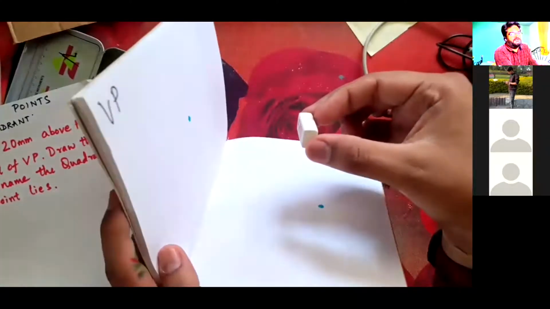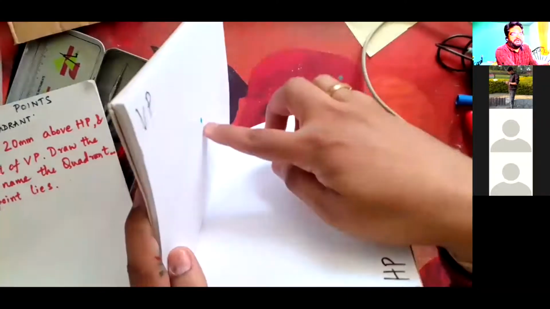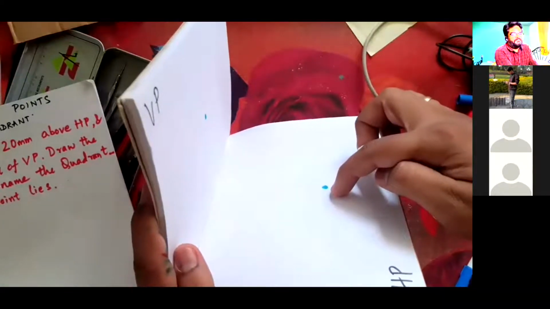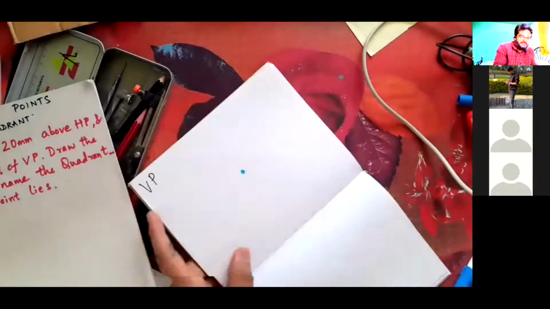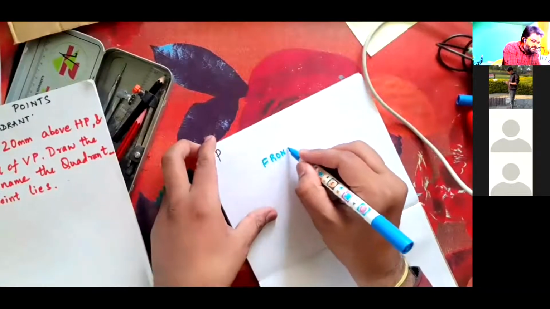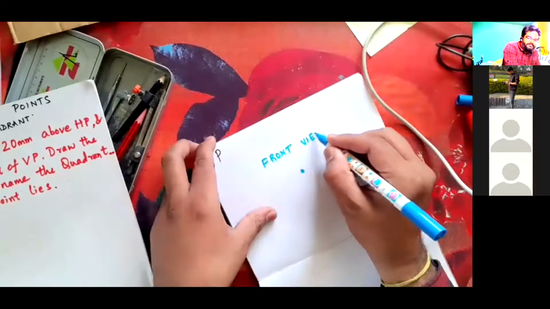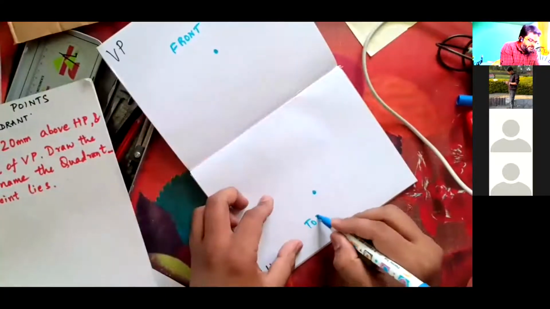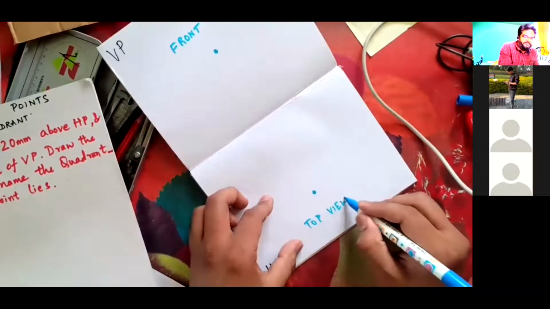Isn't it? So when I see this from the front, I have got a front view here and a top view here. Right? So for the point, I'll represent this as the front view. And in the same way, I got the top view, and I'm going to represent the top view.